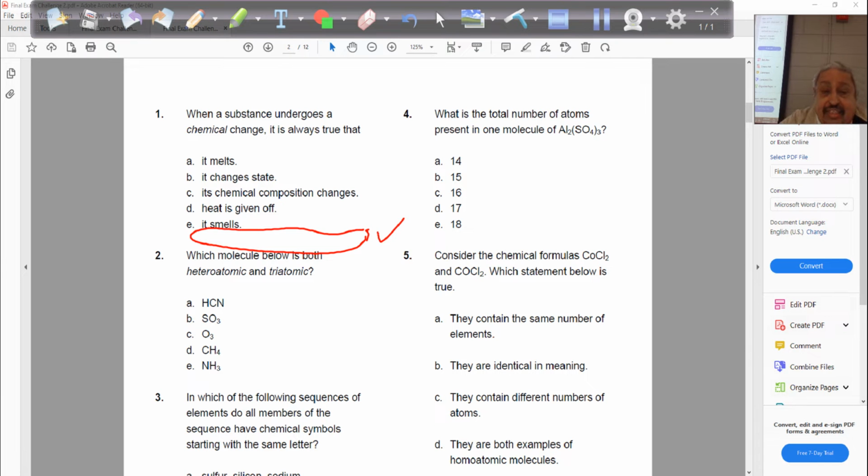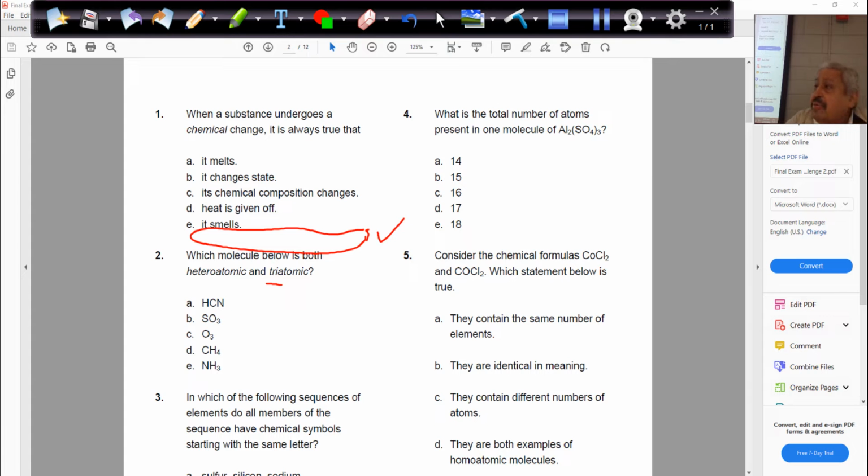Heteroatomic and triatomic. Now you have to watch for the wording here. Triatomic means 3. So the prefix tri here means 3. Correct? Hetero means not the same. Homo means the same. Hetero means different atoms. So hetero, that's again a prefix. If I say homoatomic, it means similar atoms of the same element, correct? Heteroatoms means different atoms of different elements. So hetero means different.